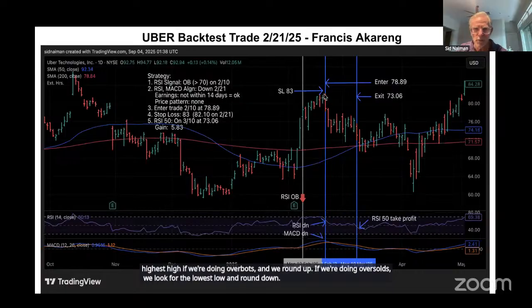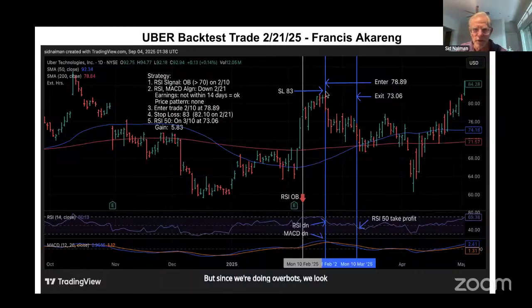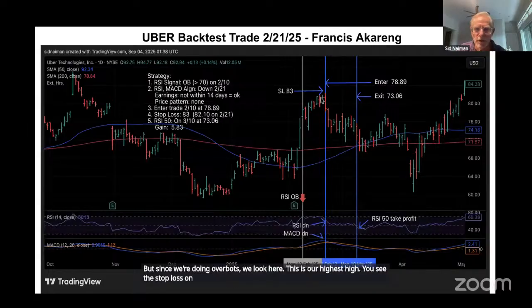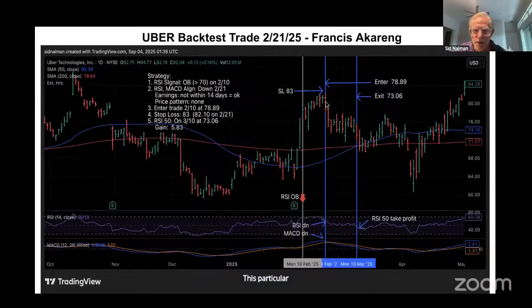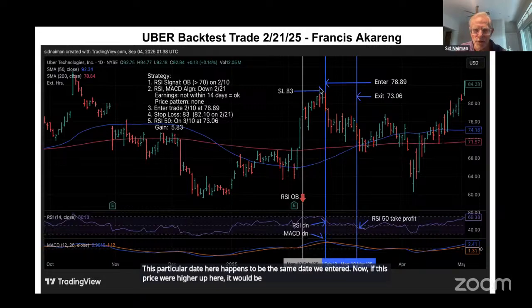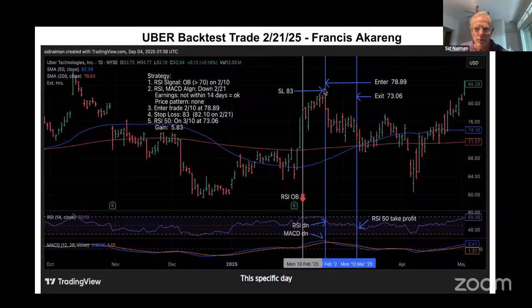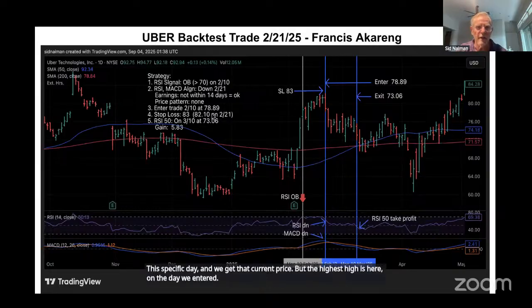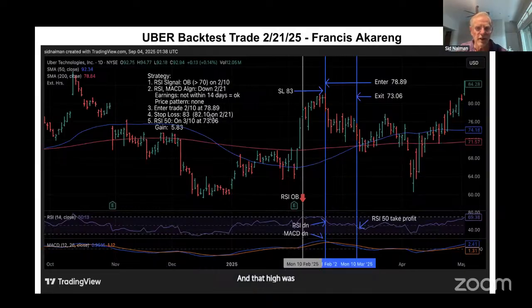But since we're doing overboughts, we look here. This is our highest high. You see the stop loss on 2/21. This particular date happened to be the same date we entered. Now, if this price were higher up here, it would be this specific day and we get that current price. But the highest high is here on the date we entered, and that high was 82.10, and we round up to 83. So our stop loss is 83. So now we have a signal, we have an entry date, we have a stop loss.